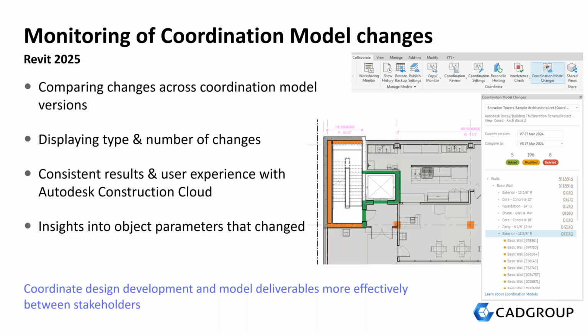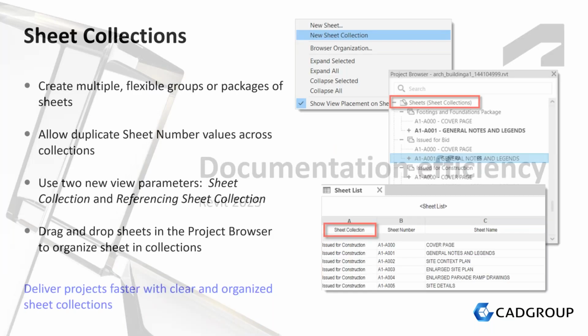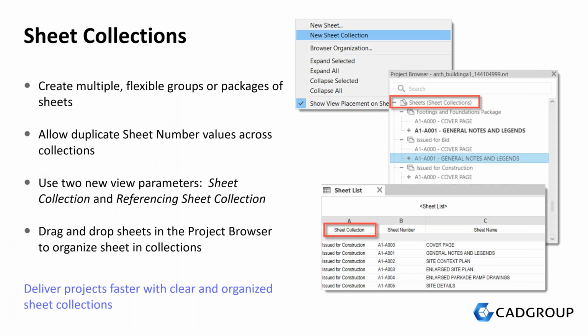So we'll now discuss documentation efficiency. Sheet collections allow you to assign any sheet in the model into flexible groupings that can be referenced across Revit, such as in views, schedules, and filters. Users can now select a sheet collection, which makes printing easier and faster. So it makes project workflow more efficient.